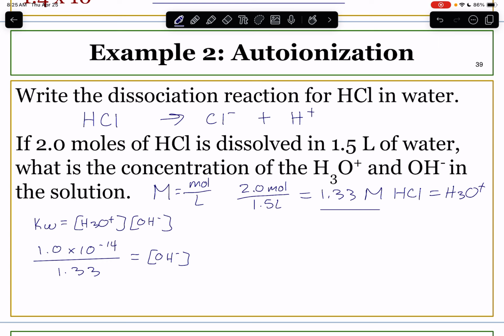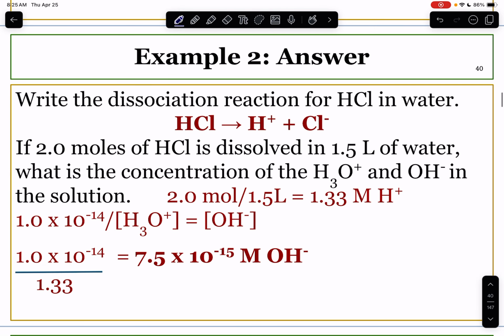Pause to see if you can calculate this. The answer is 7.5 times 10 to the negative 15 molarity hydroxide. And there's the answer.